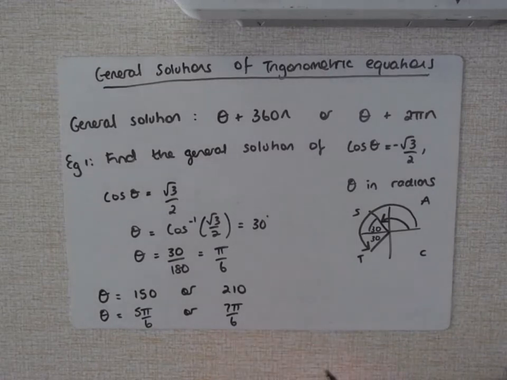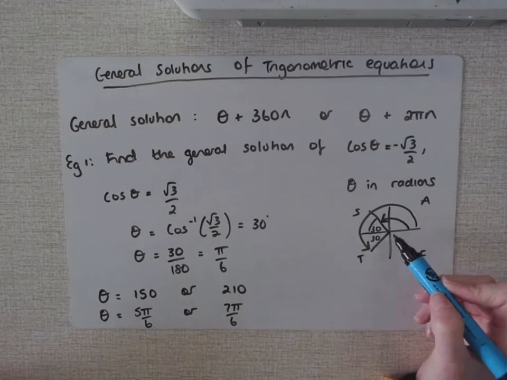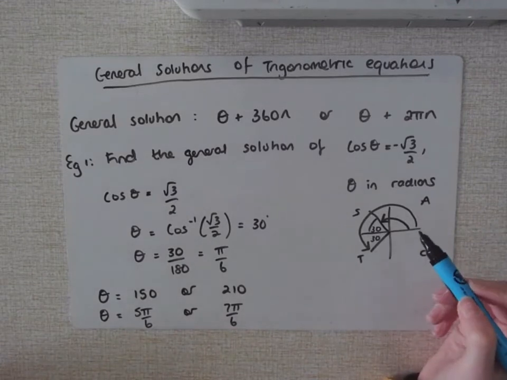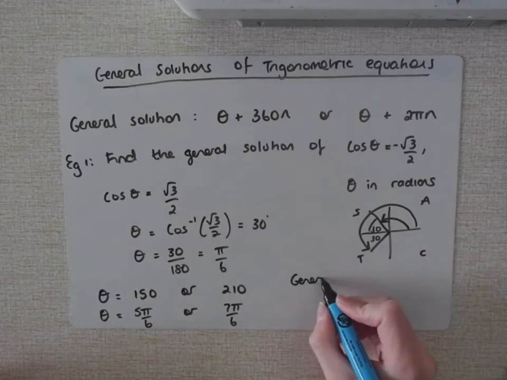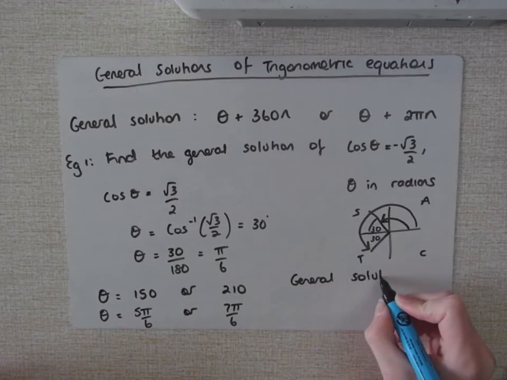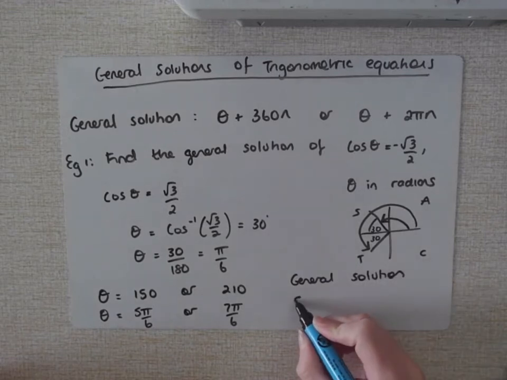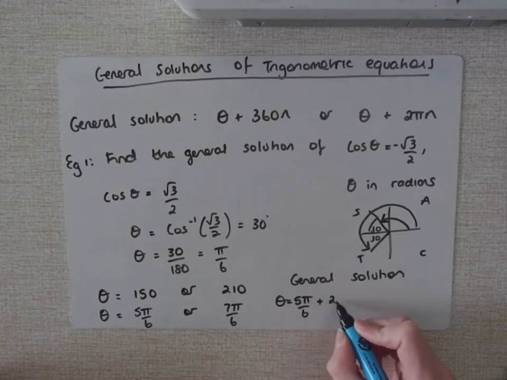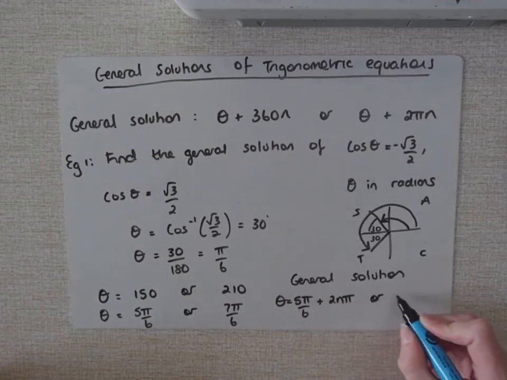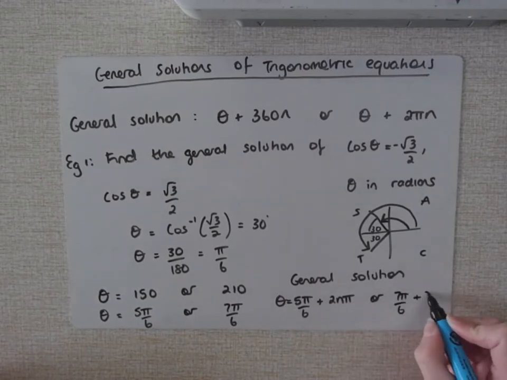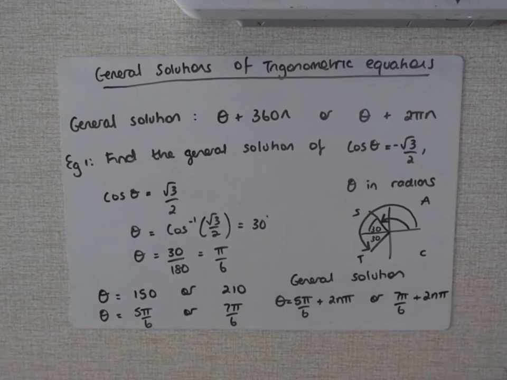But that's just the two solutions. The general solution is when I add on, so theta is 5 pi over 6 plus 2n pi, or 7 pi over 6 plus 2n pi. You're adding on however many revolutions.